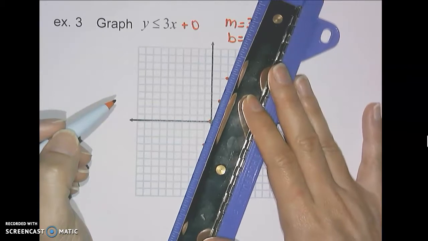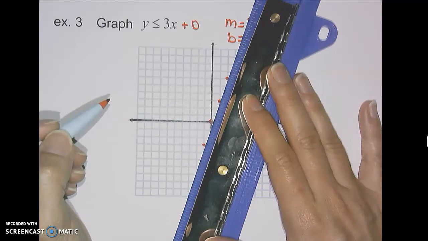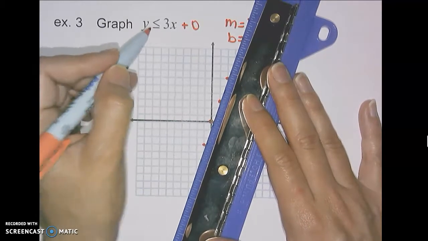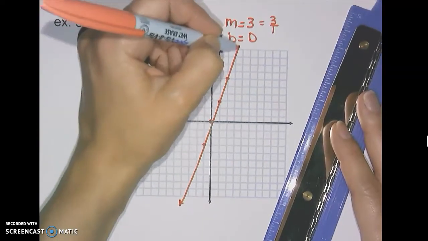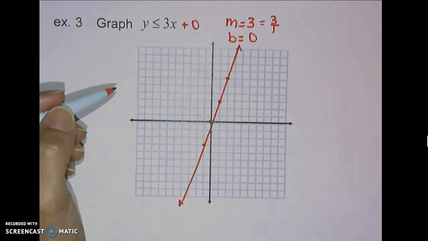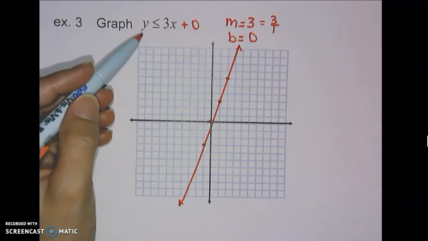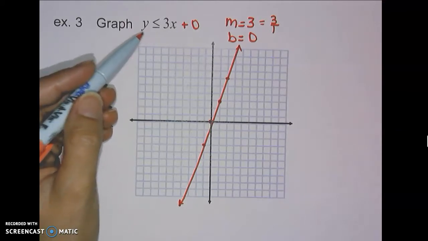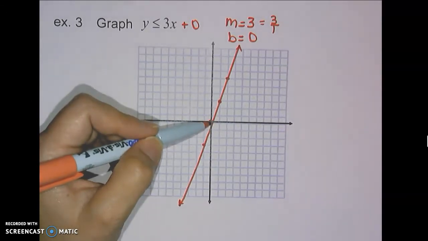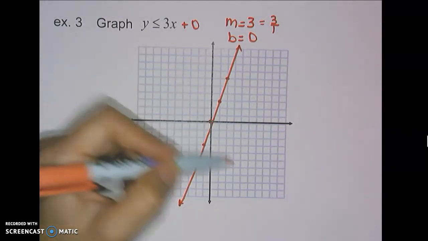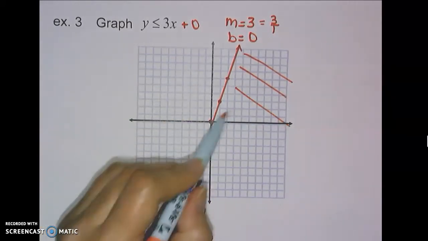What type of line do we need to connect these points? Solid or dashed? Since it's got an equal to piece, that means that we're going to have a solid line all the way through your graph. Now, instead of testing a point, which we could do still, we're going to just use our knowledge from before. It says y is less than or equal to 3x. Less than or equal to. So from this line, are we going to shade above it or are we going to shade below it? Less than or equal to means we're going to shade below.